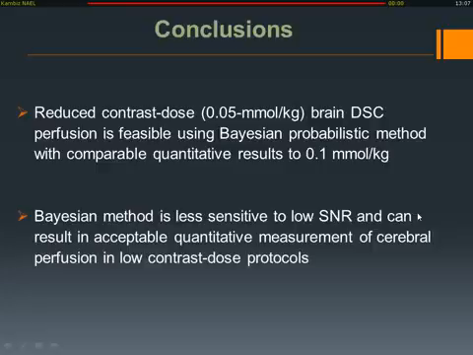So in conclusion, a reduced contrast dose to 0.05 for brain DSC perfusion is feasible using Bayesian technique, and the Bayesian method is less sensitive to low SNR and can result in acceptable quantitative measurements if you decide to use a low dose contrast protocol.